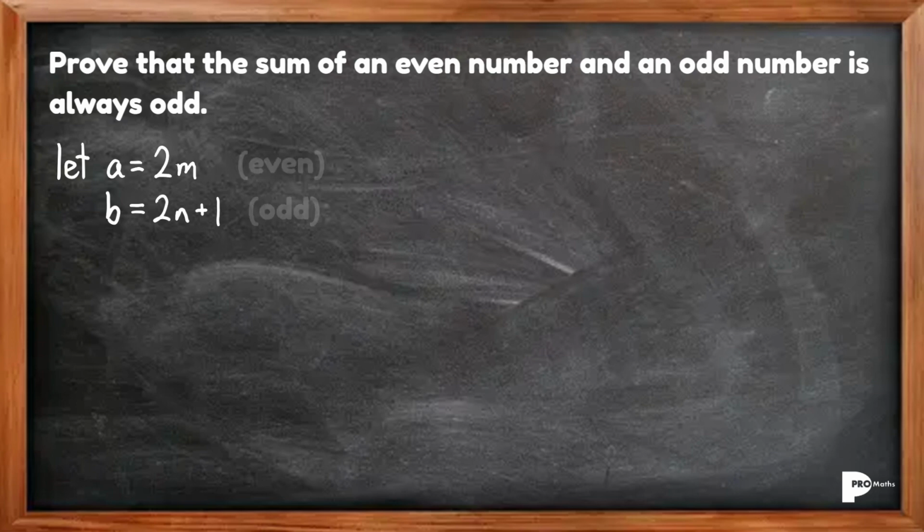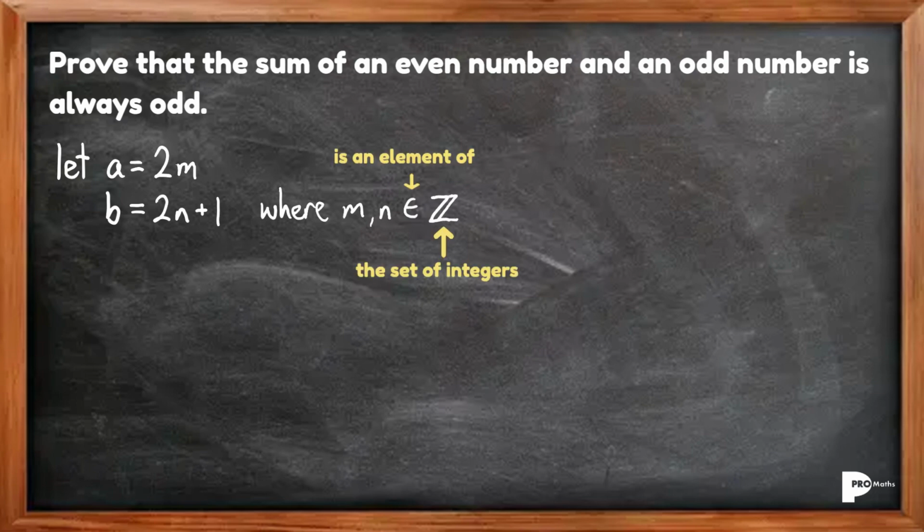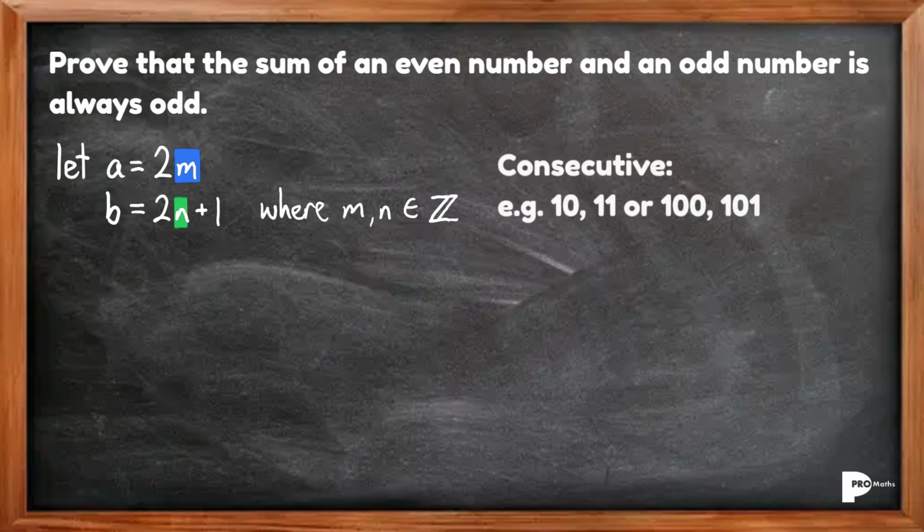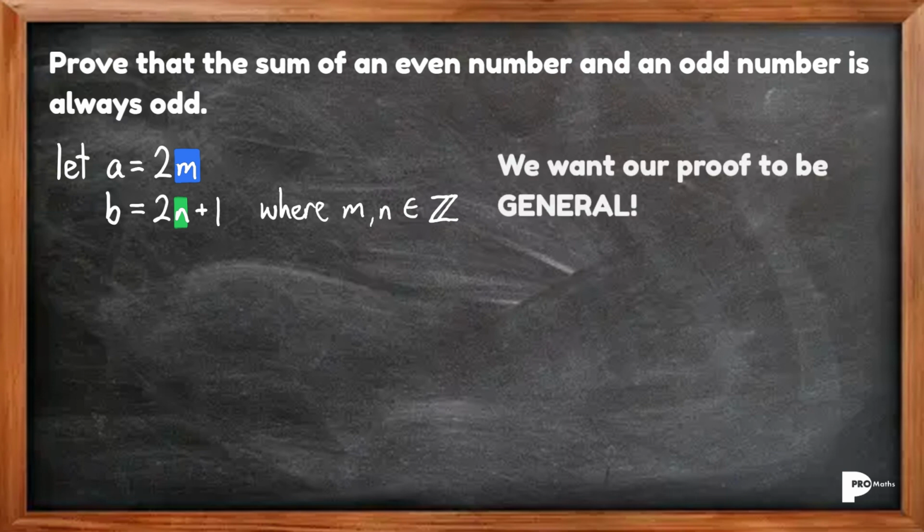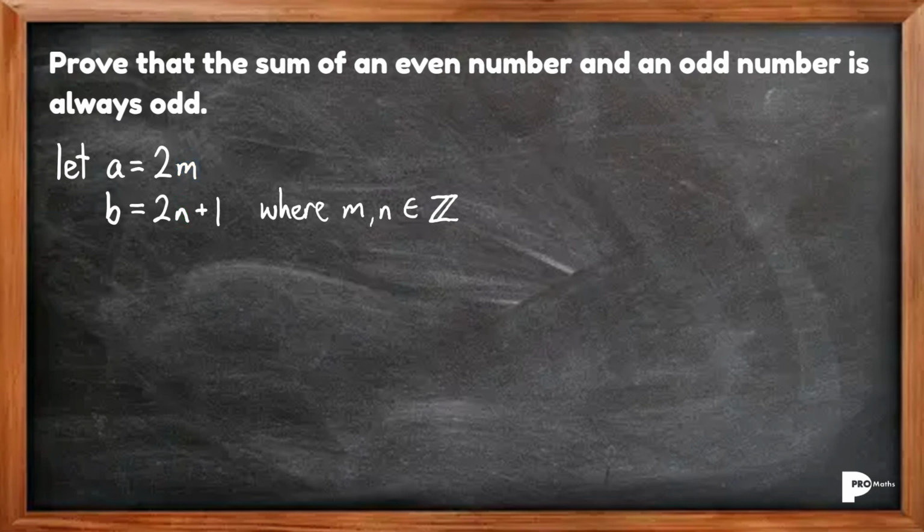Now it's very important to state that m and n are integers. We also need to use 2 different variables, because if we just use one variable, the 2 numbers would just be consecutive. And even though one is even and one is odd, we haven't truly proven our statement. The use of 2 variables lets us prove that no matter how big or small these 2 integers are, the result will always be odd.